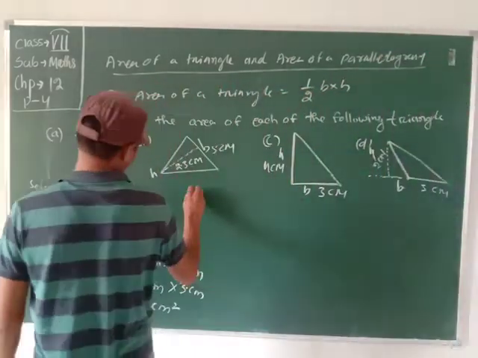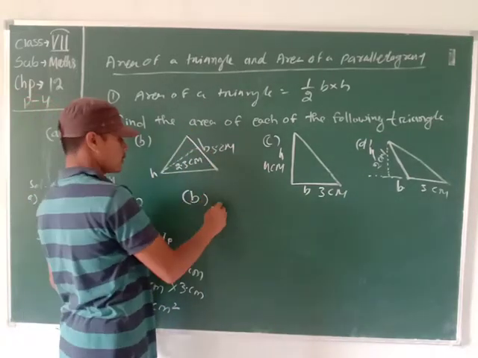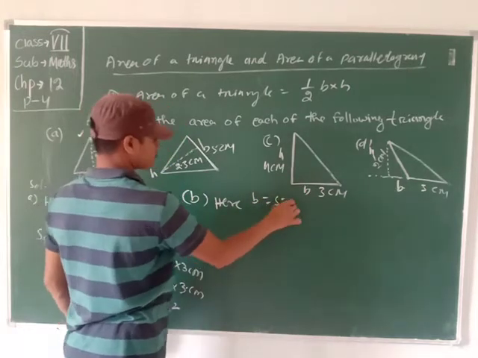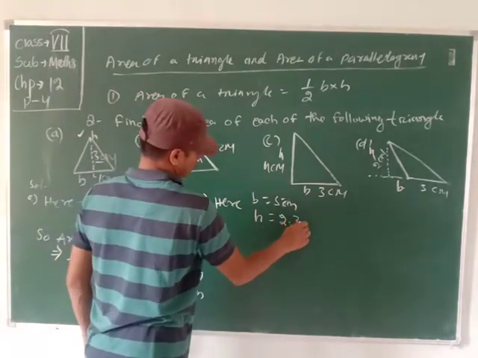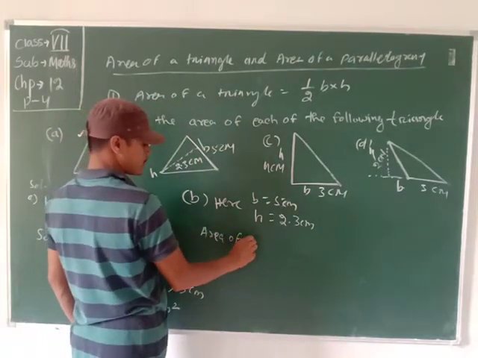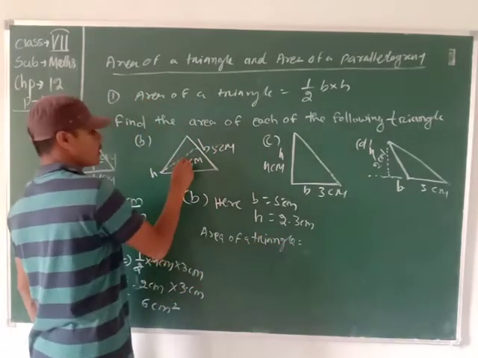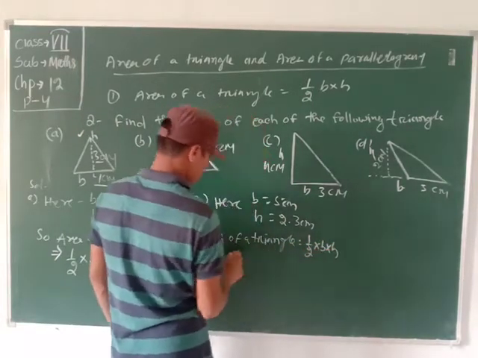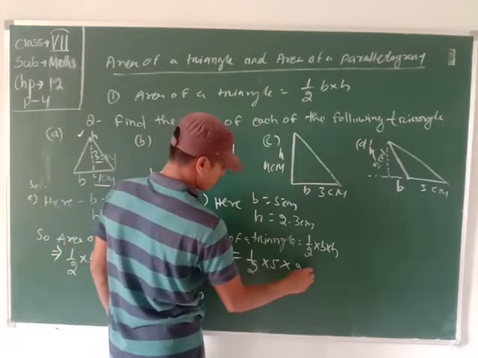Now we find the area of the second one. Here is the base. B equal to 5 cm, H equal to 2.3 cm. Now we know the area of a triangle equals 1 by 2 into b into h. Now 1 by 2 into 5 into 2.3.